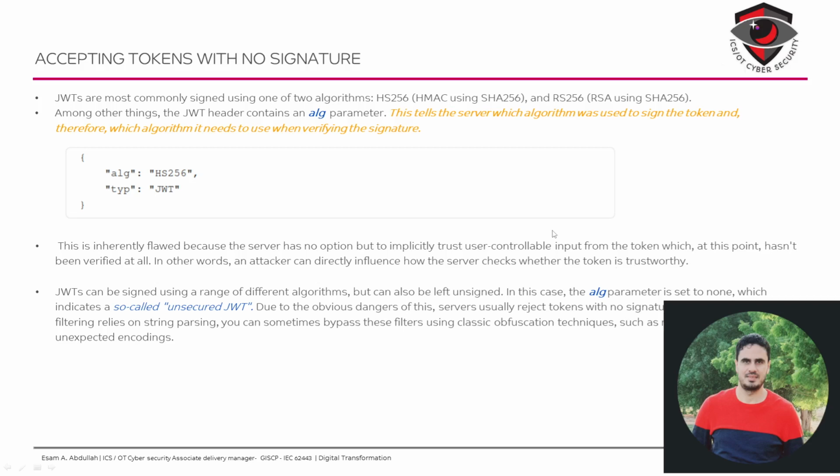However, as this kind of filtering relies on string parsing, you can sometimes bypass this filter using classic obfuscation techniques such as mixed capitalization and unexpected encodings. So we can jump now to the lab, and let's understand how we can bypass this kind of filter.